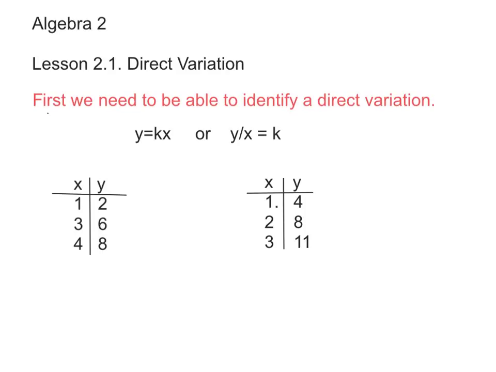Today we're going to talk about a specific type of function. So in Algebra 2, this is lesson 2.1, and we're going to talk about a function called a direct variation. So first we need to be able to identify a direct variation. A direct variation is a variation that in equation form looks like y equals k times x, and k is called the constant of variation.